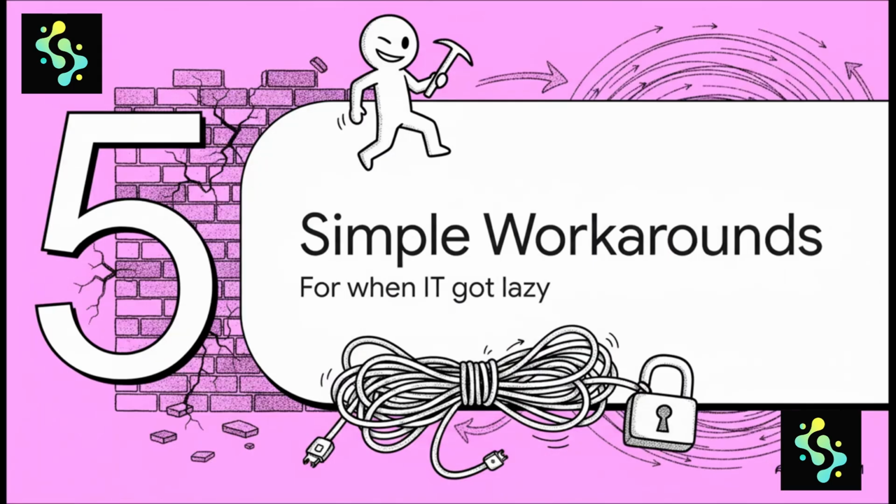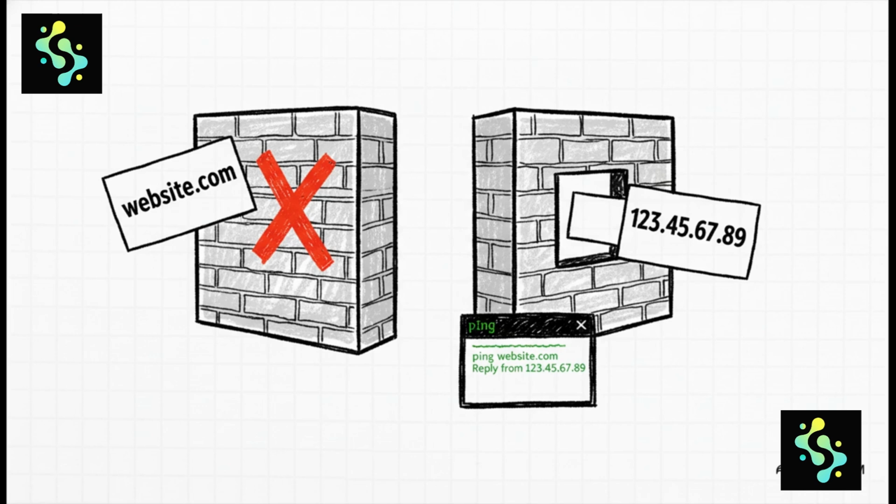All right, time for a rapid-fire round. Sometimes the firewall you're up against is just old, maybe it's poorly configured, or maybe the person who set it up just got lazy. For those times, these simple little workarounds can be surprisingly effective. First up, just use the IP address. Some filters are set up to block the name, website.com, but they forget to block its actual numeric address. You can often find this with a quick ping command and then just paste those numbers directly into your browser.